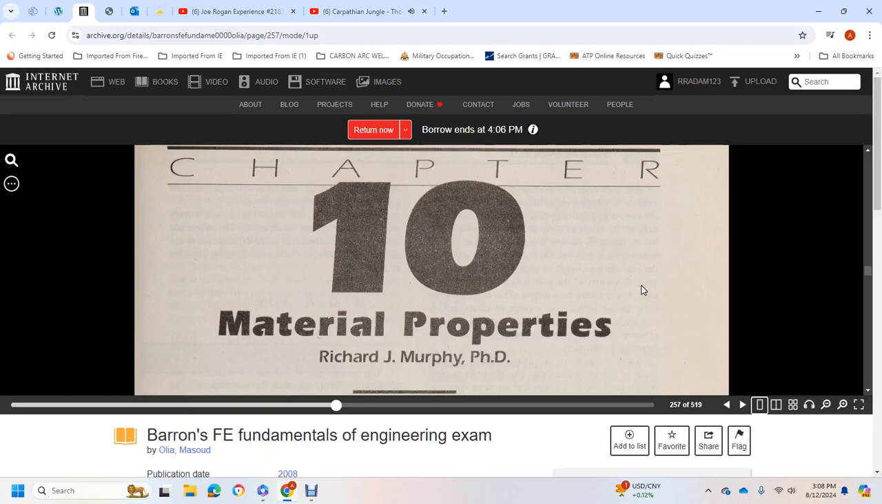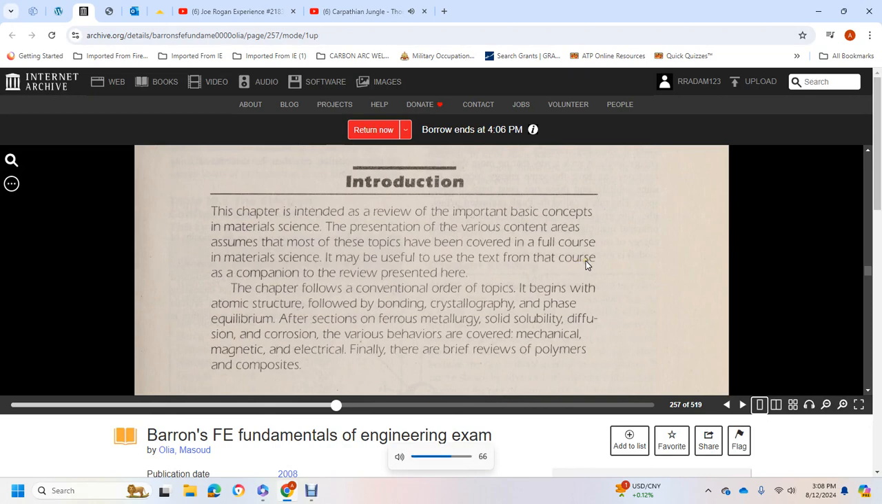Chapter 10, Material Properties, Richard J. Murphy, Ph.D. Introduction. This chapter is intended to review the important basic concepts of material science. The presentation of the various content areas assumes that most of the topics have been covered in a full course of material science. It may be useful to use the text from that course to accompany the review presented here.